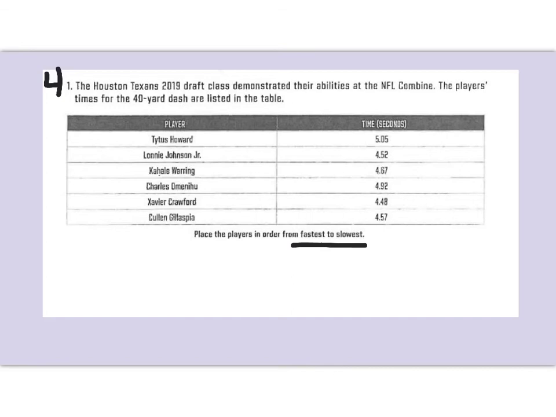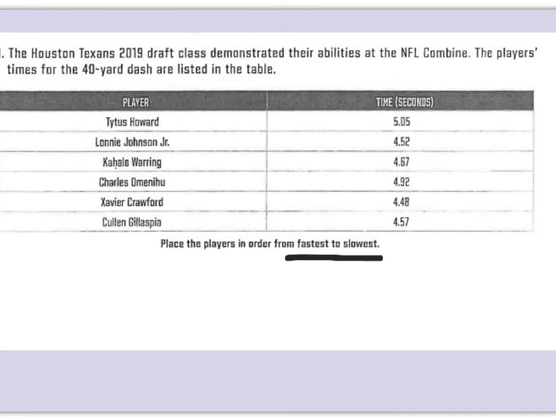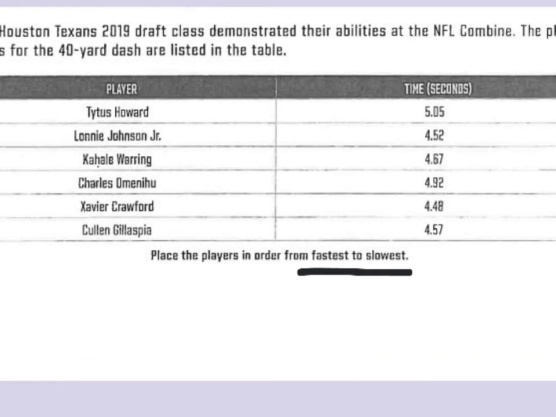Number 4. The Houston Texans 2019 draft class demonstrated their abilities at the NFL Combine. The players' times for the 40-yard dash are listed in the table below. So I want you to look at this table really closely. I want you to think about who has the fastest time. Is it the person with the bigger number or the person with the smaller number?